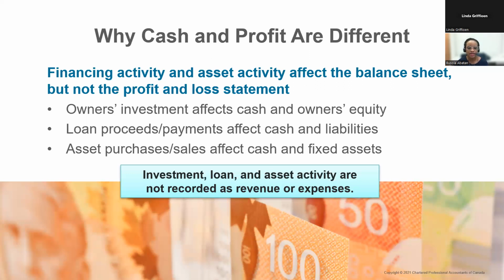Also, financing and asset activity very often have to do with the purchase of assets used by the business, which are treated as long-term activities rather than those that affect the current profits and losses.